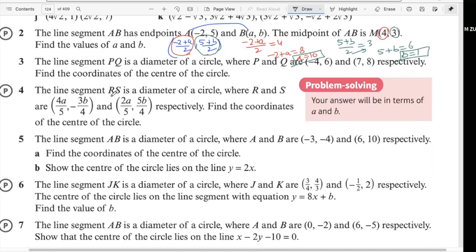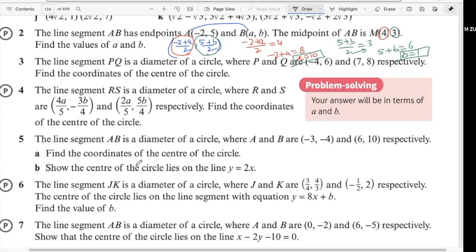Question number 4. The line segment RS is a diameter of the circle where R and S are these 2 points respectively. Find the coordinates of the center. Diameter is already given, so we'll find the midpoint straight away because endpoints of the circle are given. And this would be in terms of a and b. Question number 5. The line segment AB is a diameter of the circle. A is given, B is given respectively. Find the coordinates of the center of the circle.